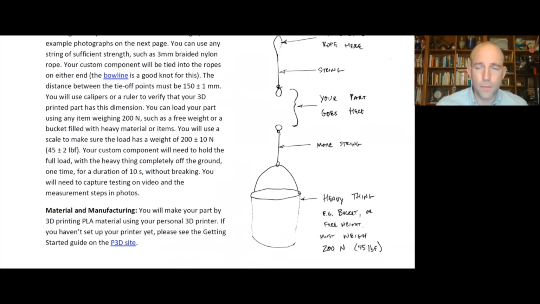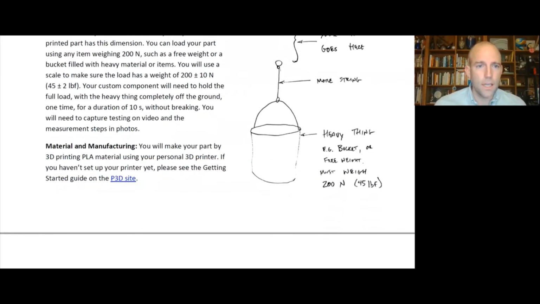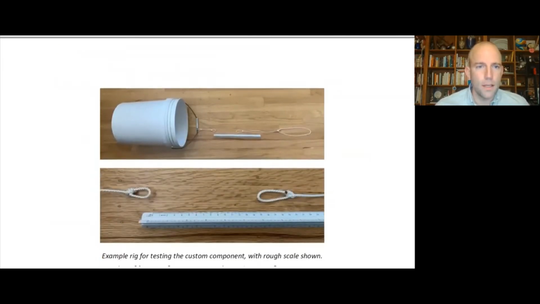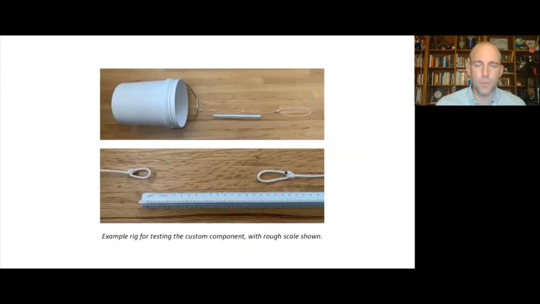Now you're going to manufacture your own components using your 3D printer, printing PLA material like the stuff that we send you with the kit. And if you haven't got your 3D printer yet, you haven't got started with it, go to the P3D site and use the Getting Started document. That's the place to start. Here is a photograph of an example setup.